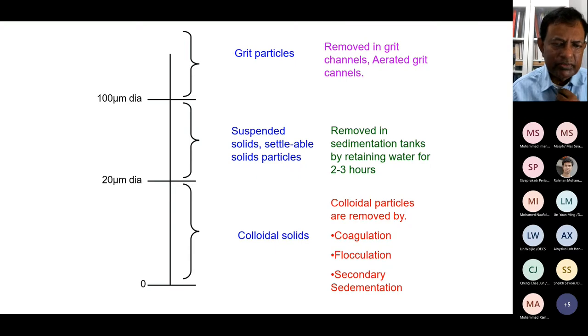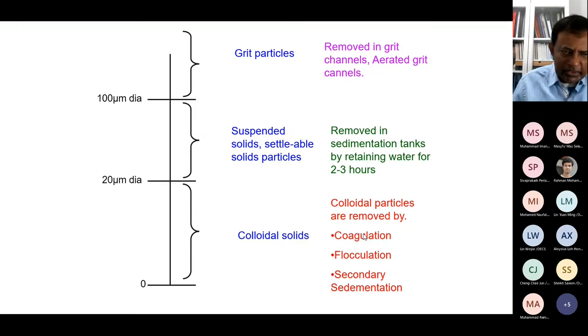These are coagulants which will be able to neutralize the colloidal particles. After that, you need to flocculate. Flocculate means actually have a paddle and rotate it very slowly, extremely slowly, and make sure that the particles get clustered together and form bigger particles which can be easily removed in the secondary sedimentation tank.